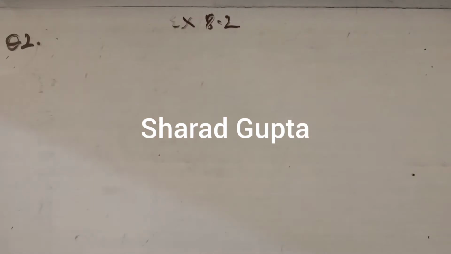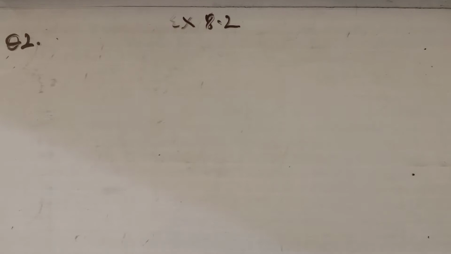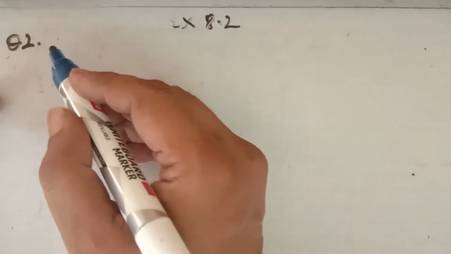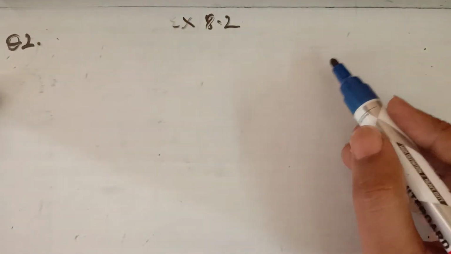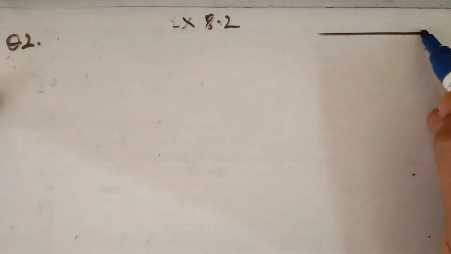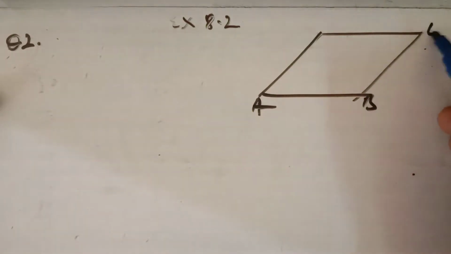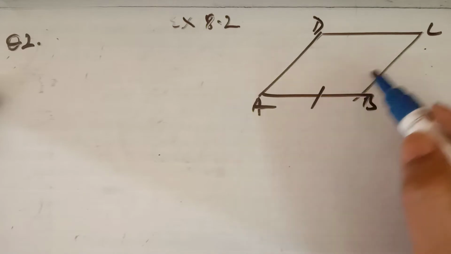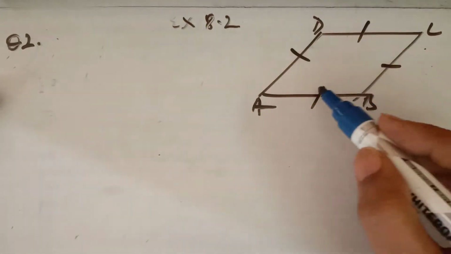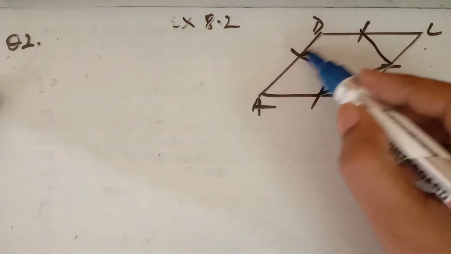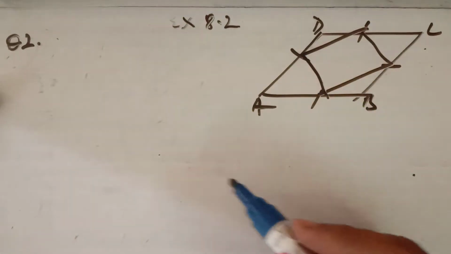Hello, this is lecture number 7 for the chapter Quadrilaterals for class 9th. In the last lecture we did question number 1 of exercise 8.2. Now in question number 2 of exercise 8.2, it is given that there is a rhombus, and you have to prove that the quadrilateral formed by joining the midpoints of its sides is a rectangle.